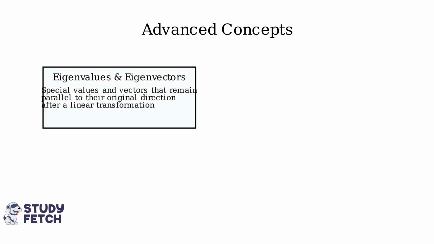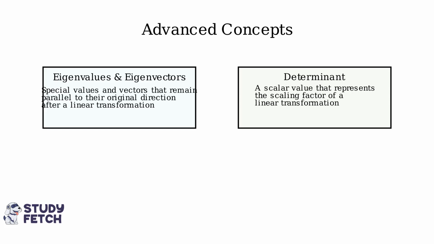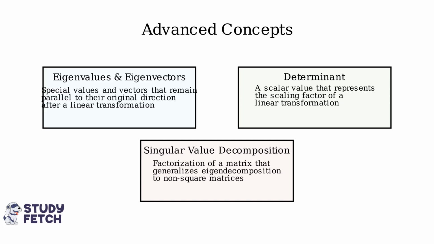Linear algebra includes several advanced concepts that provide deeper insights into matrices and transformations. Eigenvalues and eigenvectors are special values and vectors that remain parallel to their original direction after a linear transformation. The determinant is a scalar value that represents the scaling factor of a linear transformation, indicating how areas or volumes change. Singular value decomposition, or SVD, is a powerful matrix factorization method that generalizes eigendecomposition to non-square matrices.